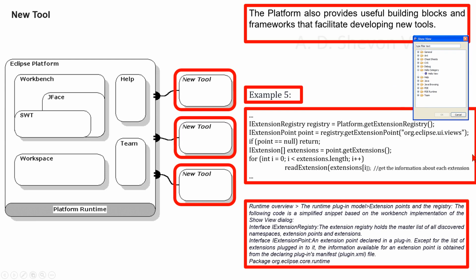We know that the category names and the view names of all contributed views are specified in the plugin.xml file for a plugin, for any plugin that contributes an extension for org.eclipse.ui.views. But how does the workbench find out this information from the platform extension registry?